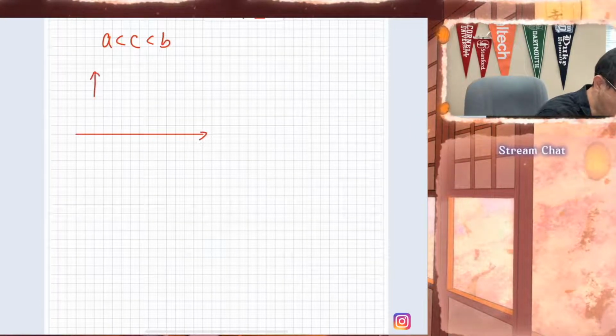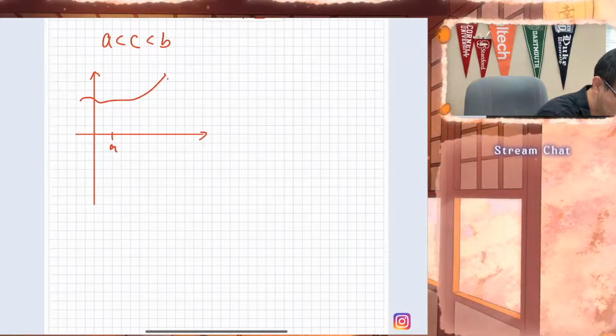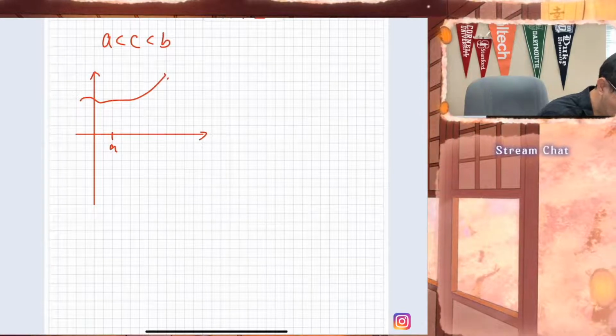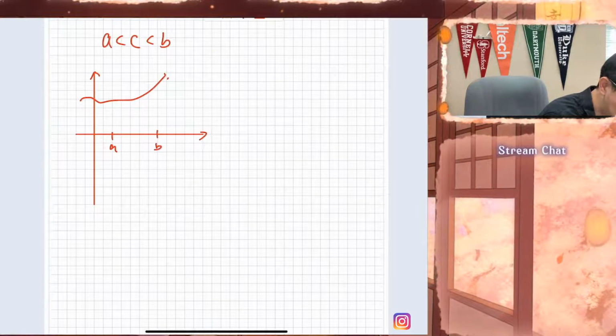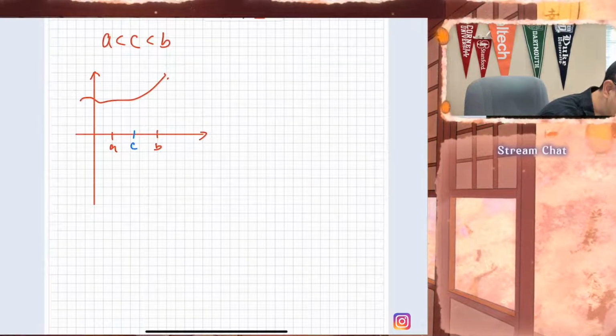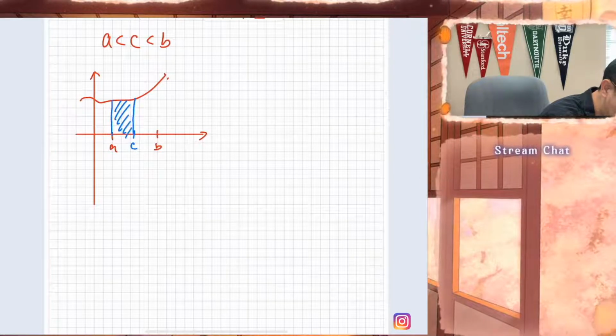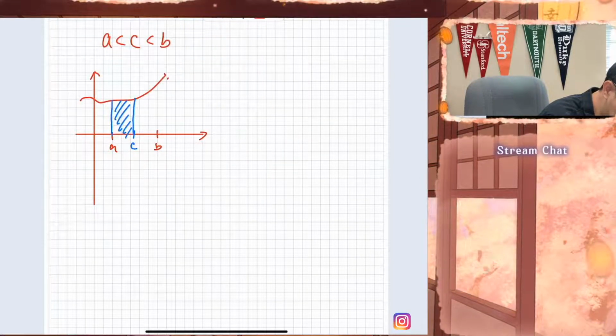Okay, so I have some type of function. And we have A, we have B, and C is right in between. So this area from here to here, and this area from here to here.